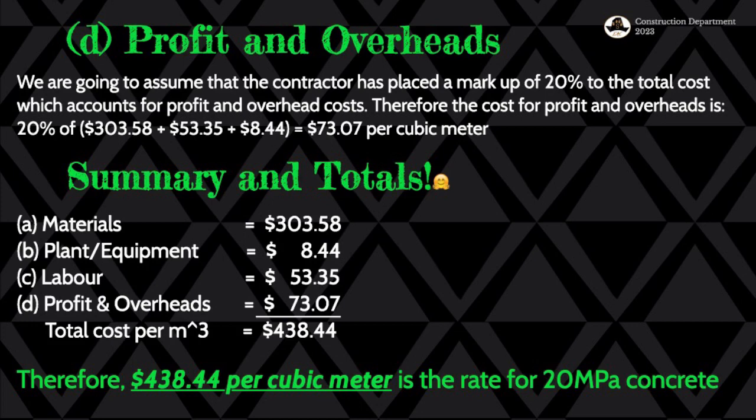And then our summary and totals, we then get for materials, we already have the value, plant, labor, profit and overheads. We just list them, and then we add all of them to get the total, which is $438.44 per cubic meter of the 20 MPa concrete.